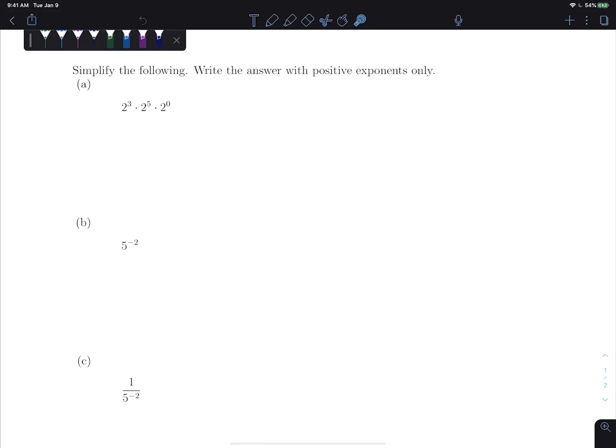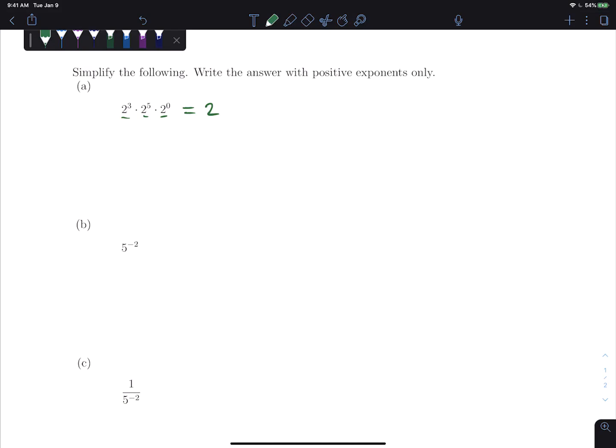Okay, so on A here, notice that we have 2 cubed times 2 to the 5th times 2 to the 0th power. And if you notice that all of these have a common base and we're multiplying, that means that we want to use the product rule. So to do this, we're going to keep the same base, which is just 2 for all those, raise that to the sum of the exponents, which would be 3 plus 5 plus 0. And then just simplify.